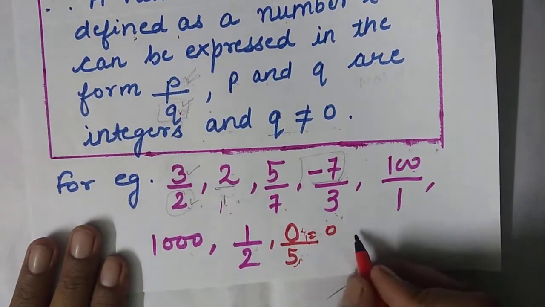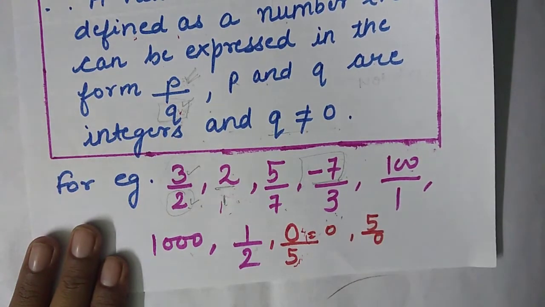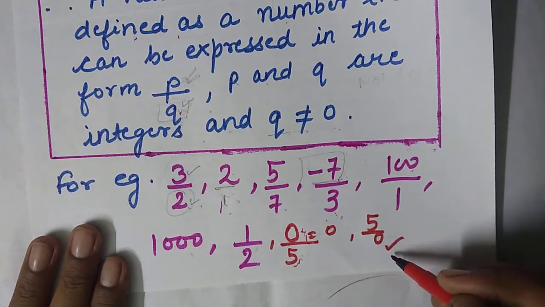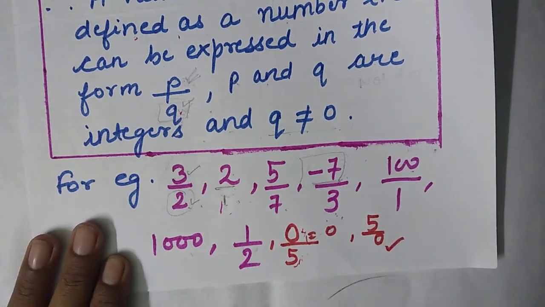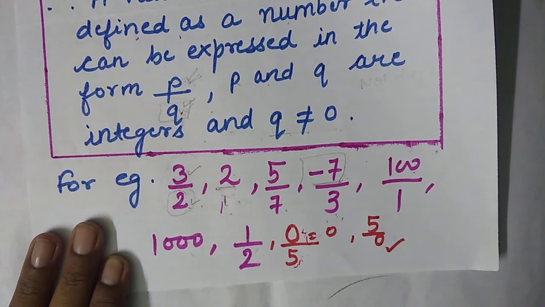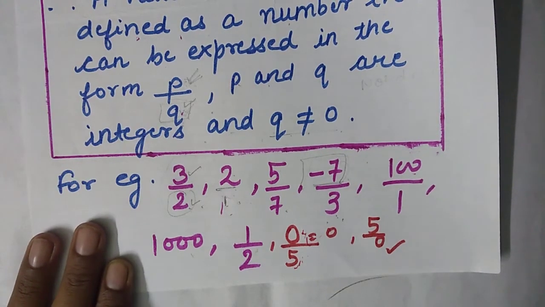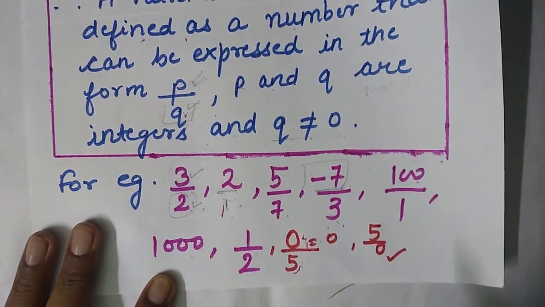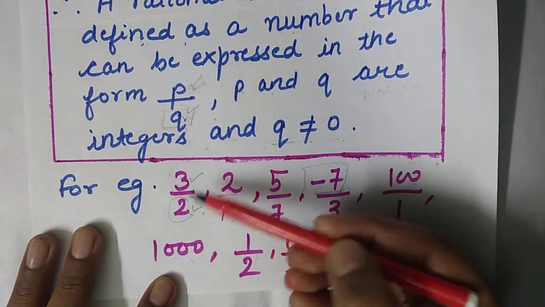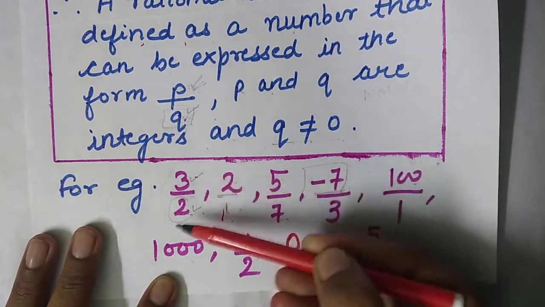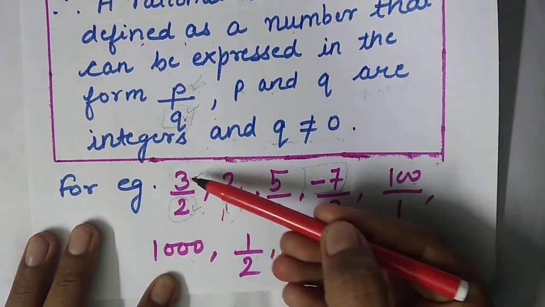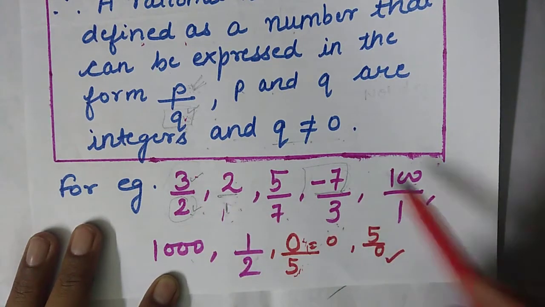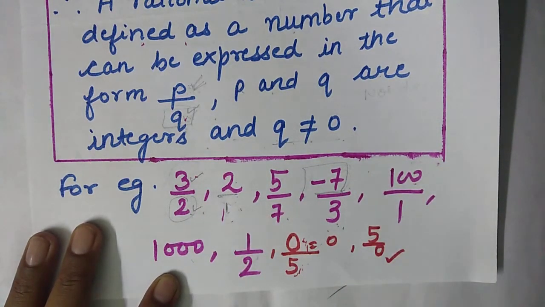If I ask you whether 5/0 is a rational number, no, because Q is 0 in this case. Here the denominator is 0, and if we have 0 in the denominator, that number is not defined. We can't say that this is a rational number. So these are some examples of rational numbers. A rational number is a number which can be expressed in the form P/Q, where P and Q are integers and the denominator should not equal 0.